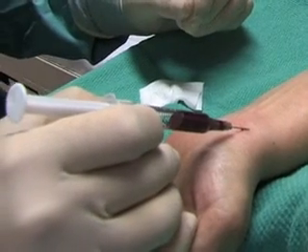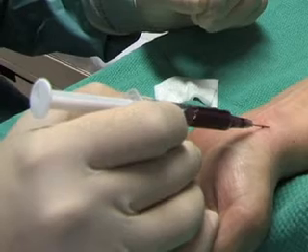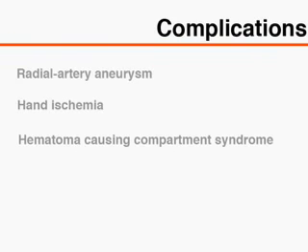it is arterial. Serious vascular complications of radial arterial puncture are rare and include radial arterial aneurysm, hand ischemia, and hematoma causing compartment syndrome.